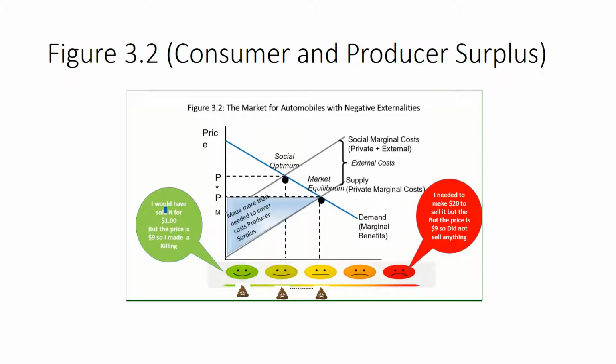And so the area below the marginal cost curve, or the supply curve, let me change the color. So the area below the marginal cost curve is the total cost for that quantity of goods.